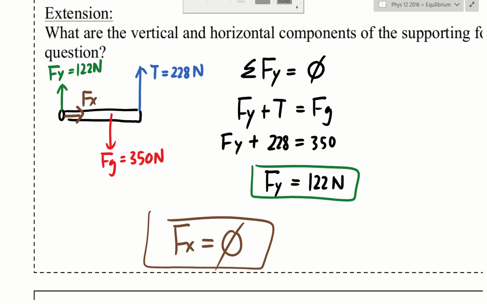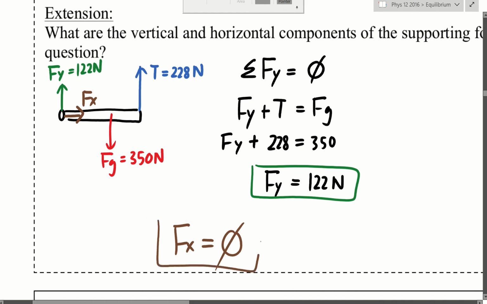It doesn't exist because gravity goes straight down. The wire goes straight up. Nowhere else could you find a force that's actually in the x direction. So the force on the hinge in the x direction also has to be 0.